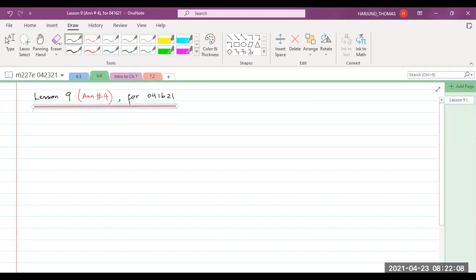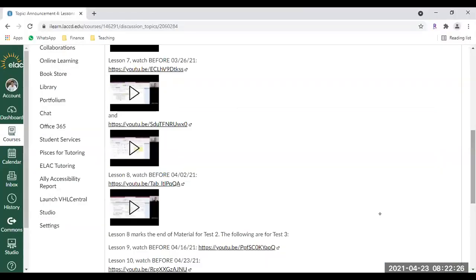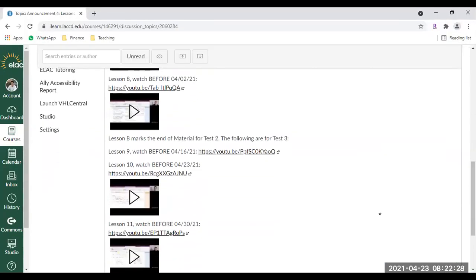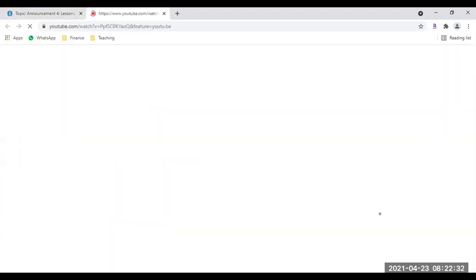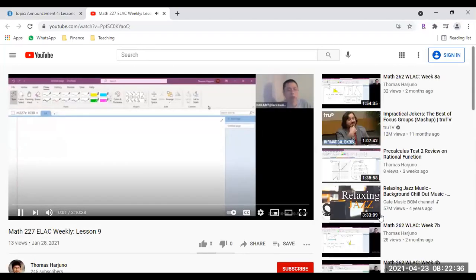And that is corresponding to lesson number 9 in our announcement 4. And actually that day I cover only this one section. That day for the lesson 9, I cover only one section. So if you watch that video, lesson 9, before last week, it was supposed to be the material for last week. Okay, I only cover 6.4 for that day.